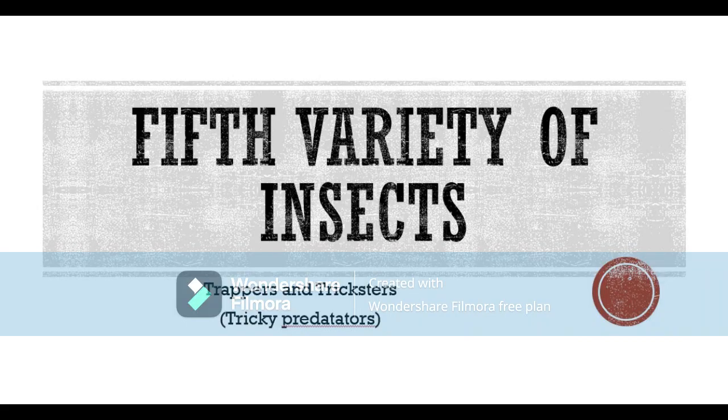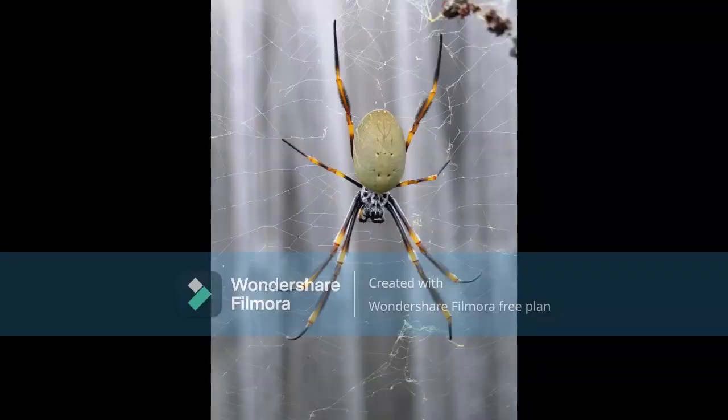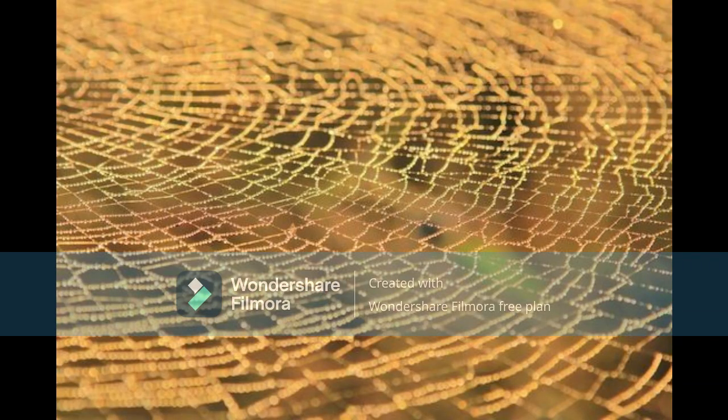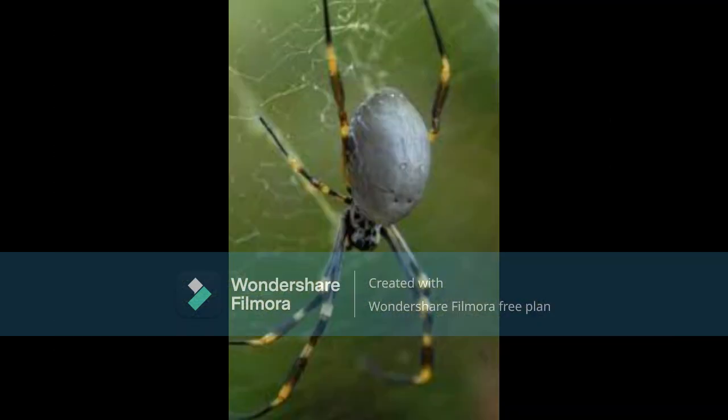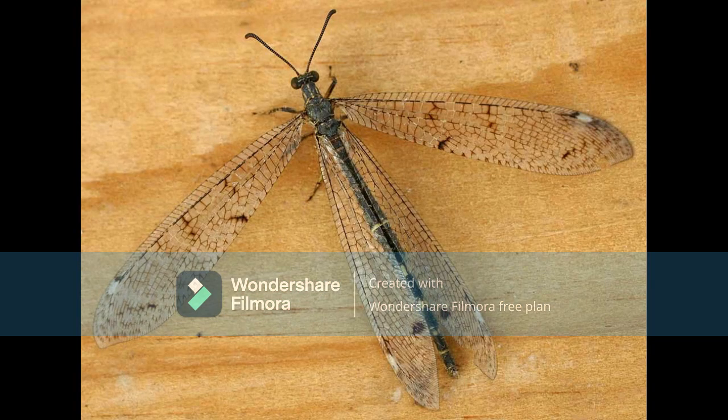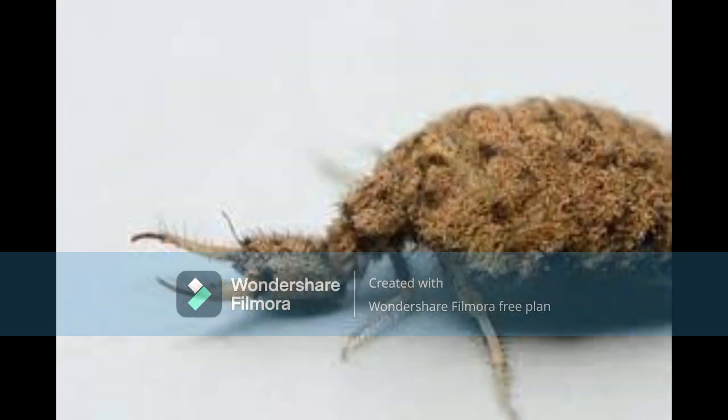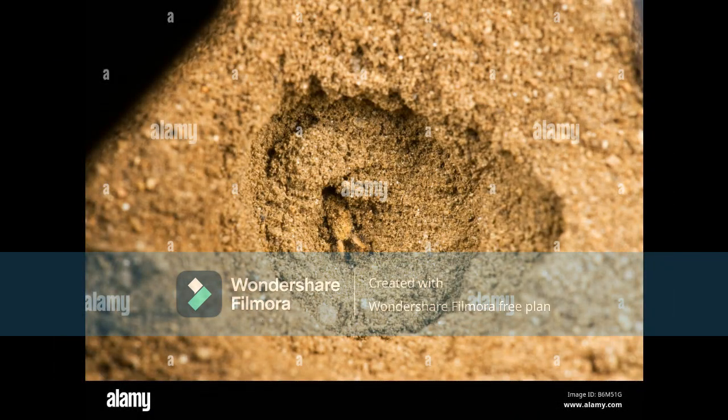The fifth varieties are insect trappers and tricksters, tricky predators. Female golden orb weaver spider spins the largest of orb weaver webs and is believed to make the strongest silk. The spider can measure up to 50 millimeter long, but the males are only 6 millimeter. In their winged adult stage, antlions look similar to dragonflies, but the larva is drastically different. They are fierce hunters having special ways to trap their prey. They dig conical pits in sandy areas and wait half buried at the bottom to stalk its prey.